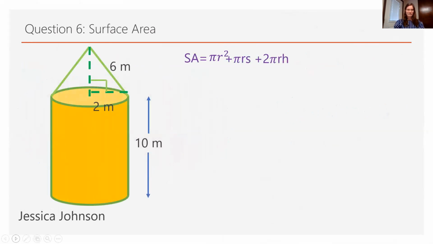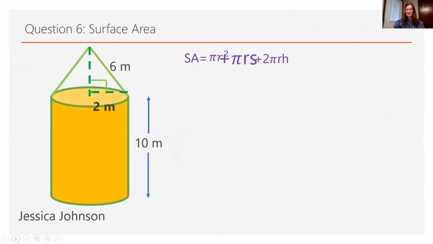We need a circle and its formula. We need a side of the cylinder and its formula, and the top of the cone and its formula, where R is the radius, S is the slant height, and H is the height of the cylinder. The radius is 2 meters, the slant length is 6 meters, and the height of the cylinder is 10 meters. All we need to do is plug in our numbers and solve.